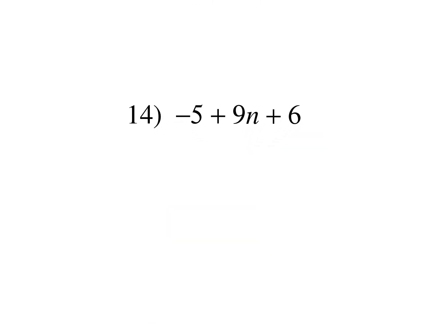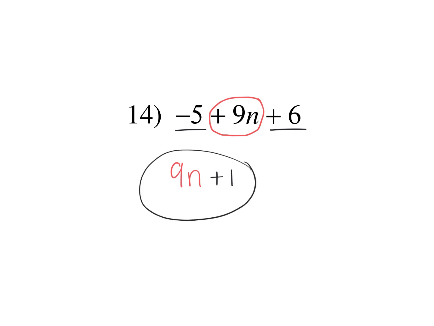In number 14, we've got negative 5 plus 6, and we've got 9n. 9n is a different term. It's not a like term with negative 5 and 6 because negative 5 and positive 6 are considered constants. They do not have a variable. So what we do here is we just write 9n as the first term, and negative 5 plus 6, that's the same as 6 minus 5, which is just positive 1. So the answer is 9n plus 1.